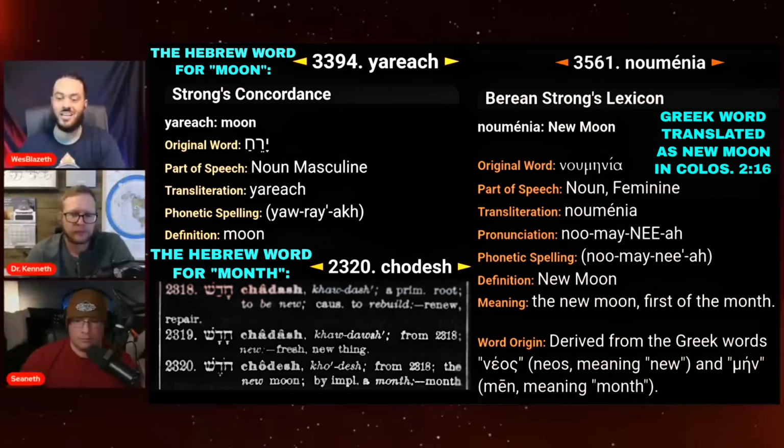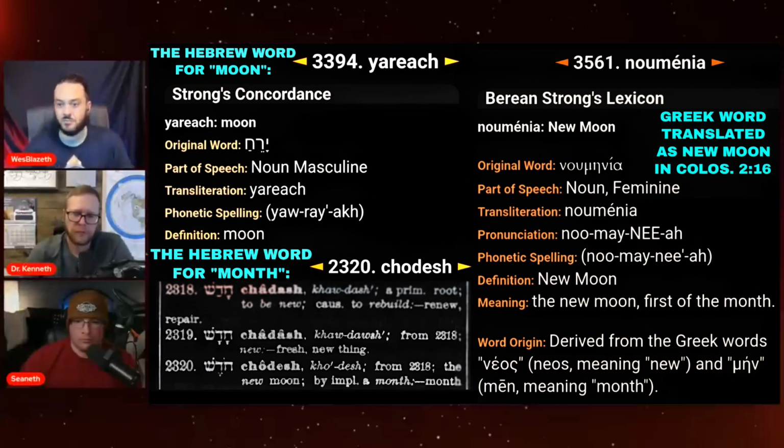And then when it looks at more of an etymology and a dictionary definition of the words that were combined to make Numinia here, the new moon, as it's translated, the words just mean new and month, right? Neos meaning new, men meaning month. So you don't get the word for the moon in Greek, in either one of these Hebrew or Greek words for this head of the month day concept.